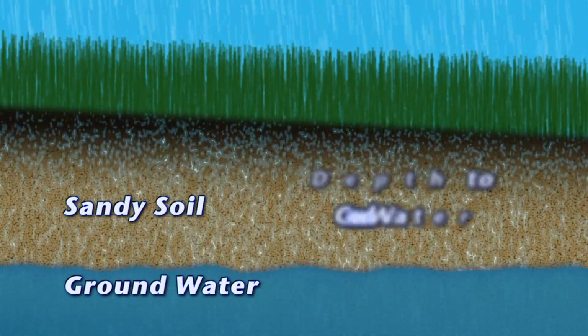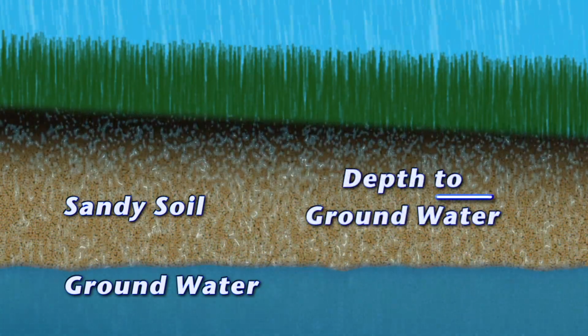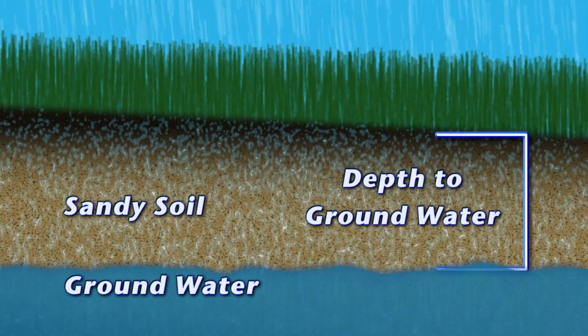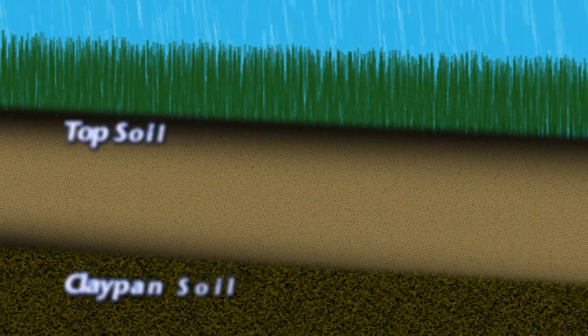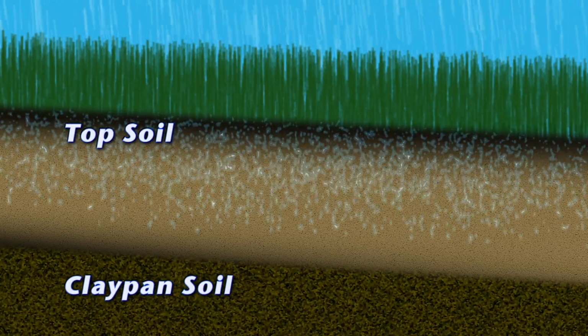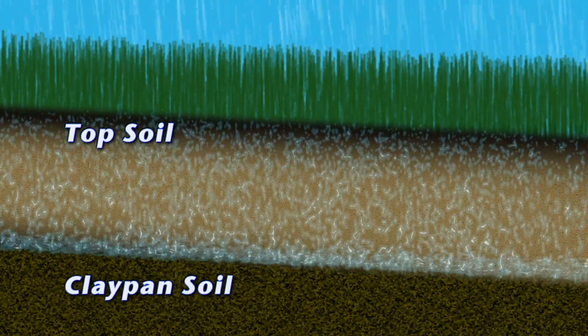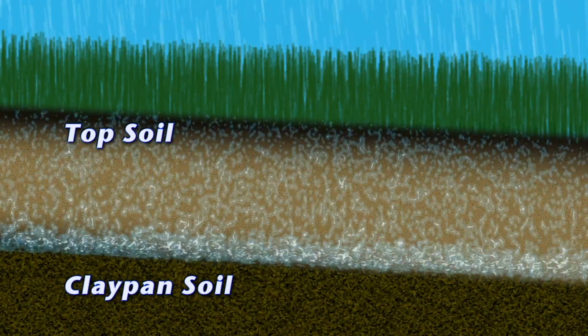Fast-draining sandy soils have long been known to be vulnerable to the leaching of pesticides. But less recognized is the vulnerability presented by claypan soils. Claypan soils reduce the percolation of water into the soil and result in greater surface water runoff.